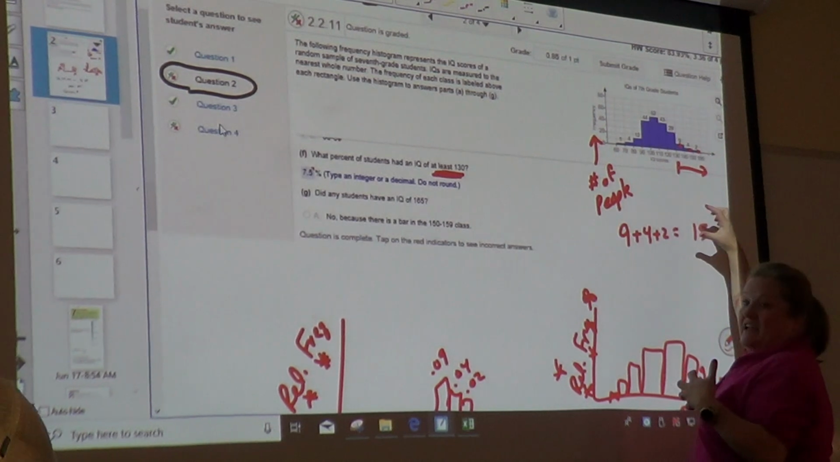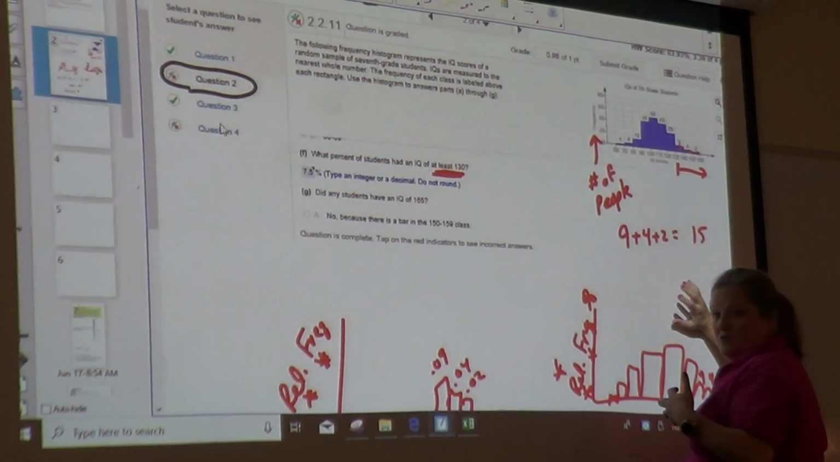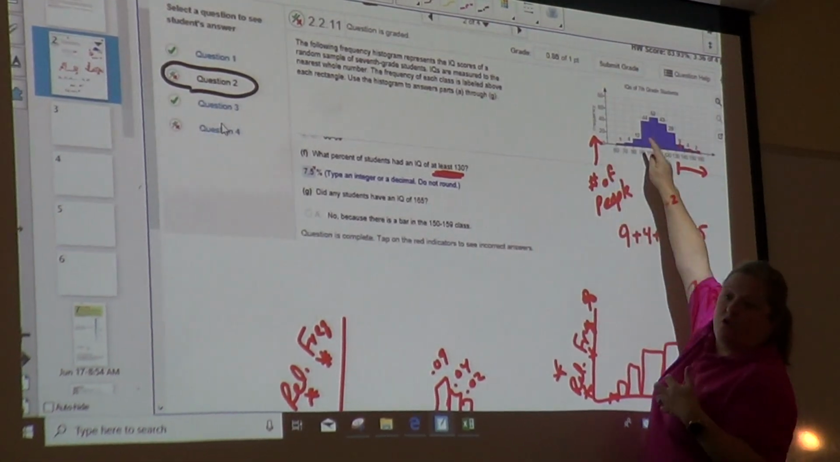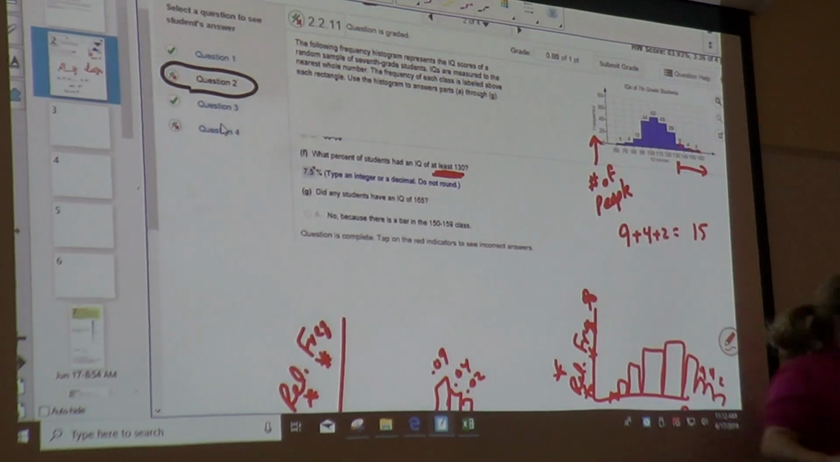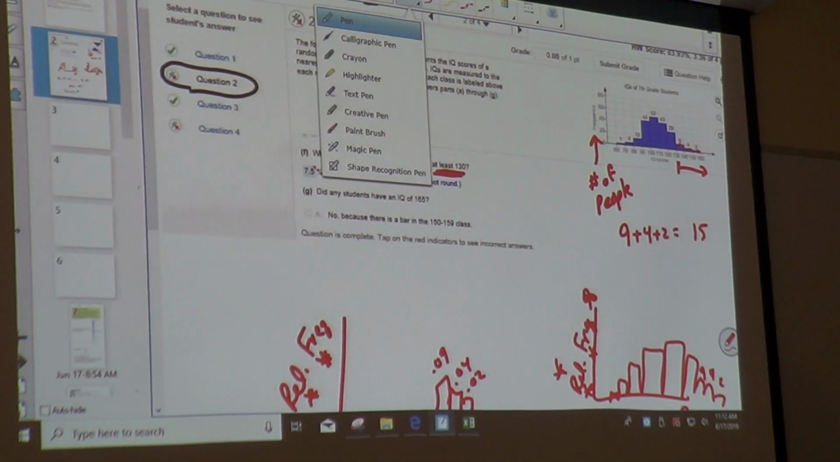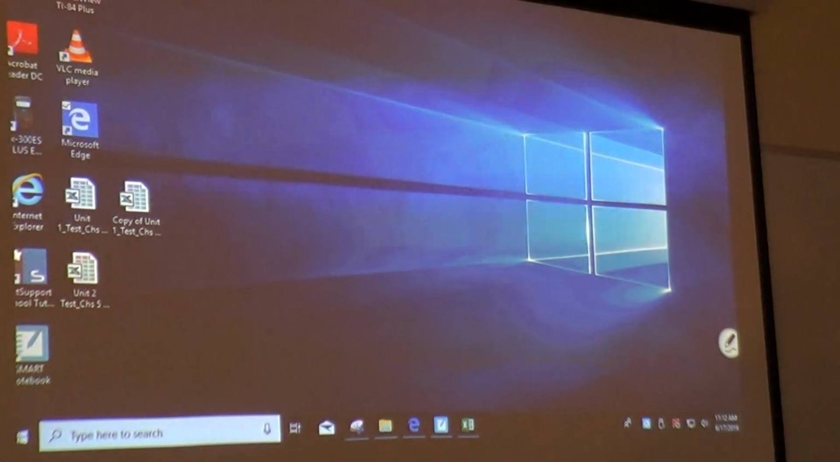So we have to take the number of people and put it over the total. So to get our total, we're going to have to add up all of those bad boys and put it underneath it. So when I go to my calculator, which I thought I had pulled up, but evidently I did not.